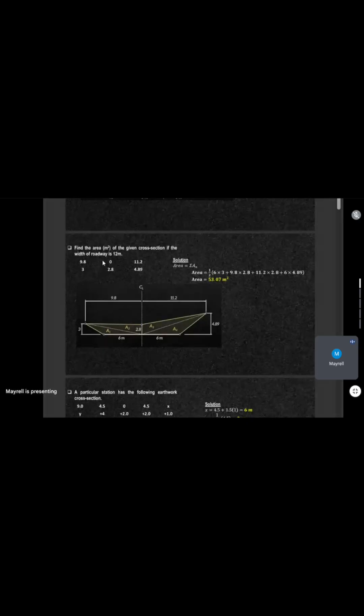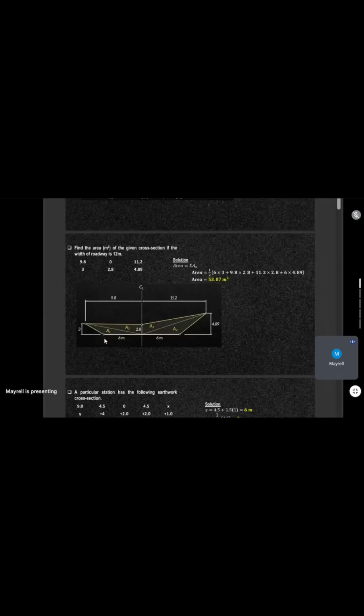So first this one, that is 0 and 2.8. So 0 and 2.8. This one, 9.8. So that's an x distance from the center line, 9.8. And from the road, that's 3. And then here, you have 11.2 from here. It's 11.2, and from the road 4.89. So that is this point.